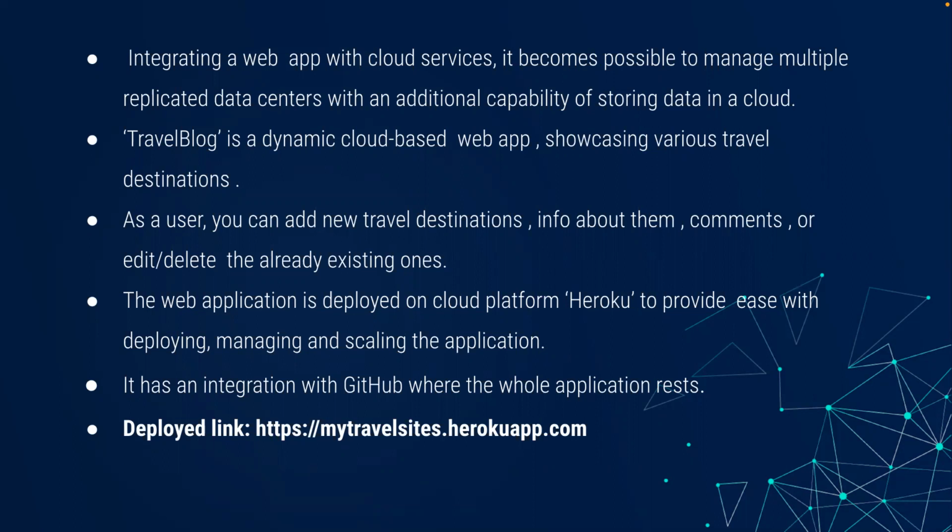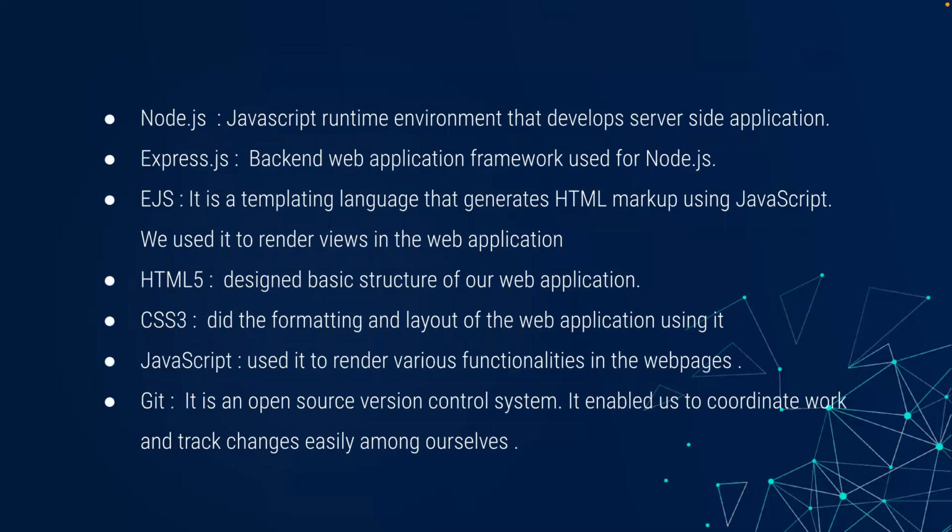EJS is used for delivering dynamic content, while MongoDB Atlas Cloud Database is used for storing all the user, destination, and comment information. The web app is then deployed on the cloud platform Heroku, which is a platform as a service. It enables developers to build, run, and operate a web app on a cloud. Lastly, it has an integration with GitHub where the whole application rests.